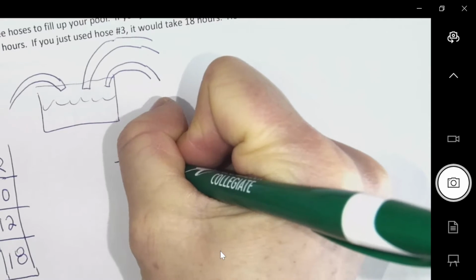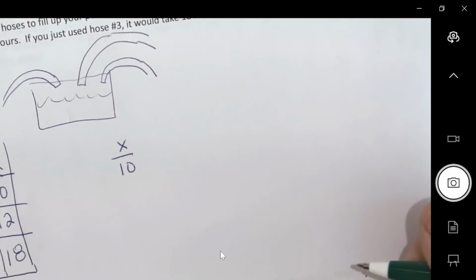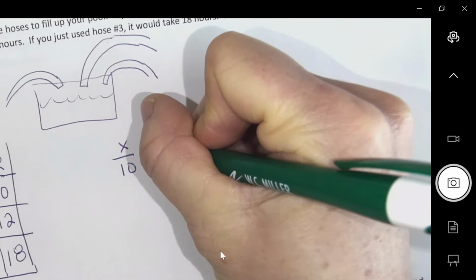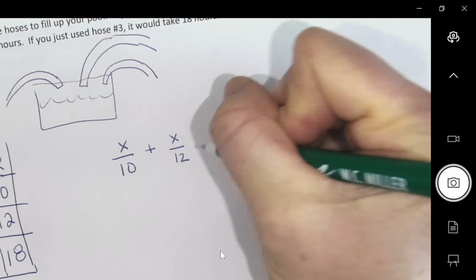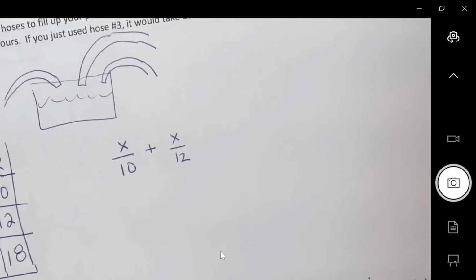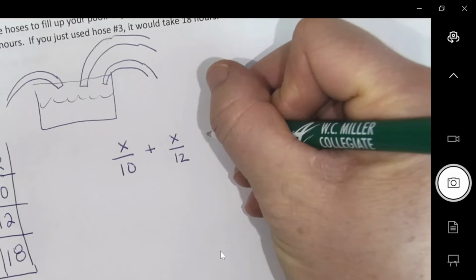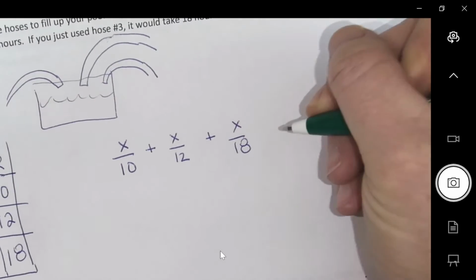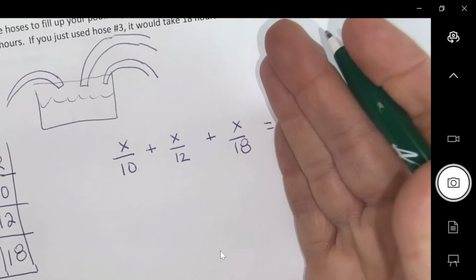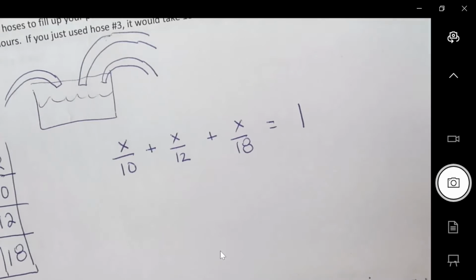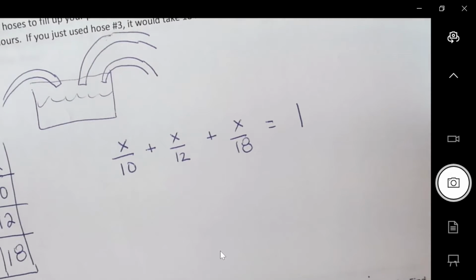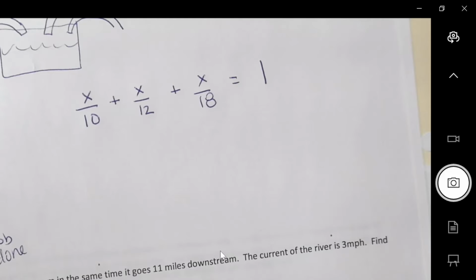Okay, here we go. I have hose number 1. It completes x tenths of the job, plus the job of hose 2, which does x twelfths of the job, plus the portion of hose 3, which does x 18ths of the job, and all 3 jobs will add up to the full job. They complete the job. Okay, so that stuff is the new part.